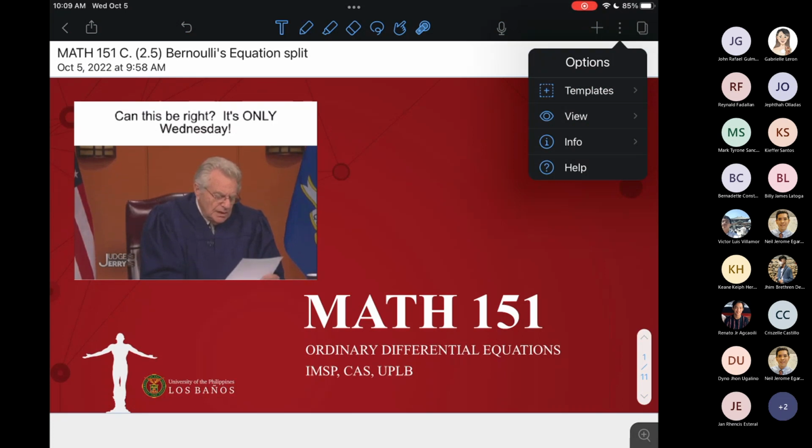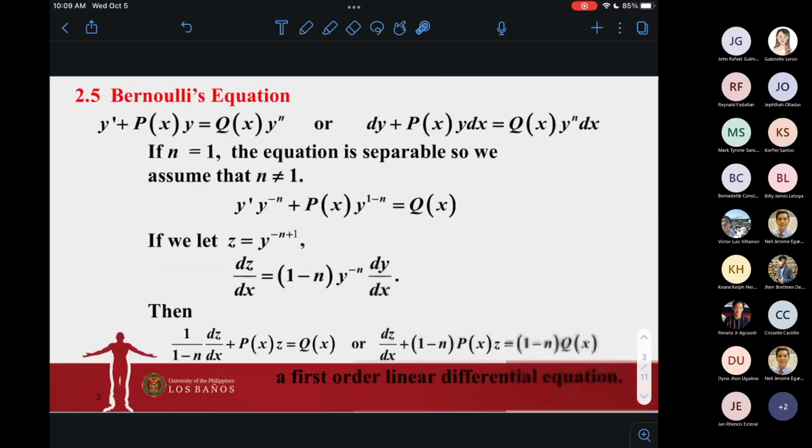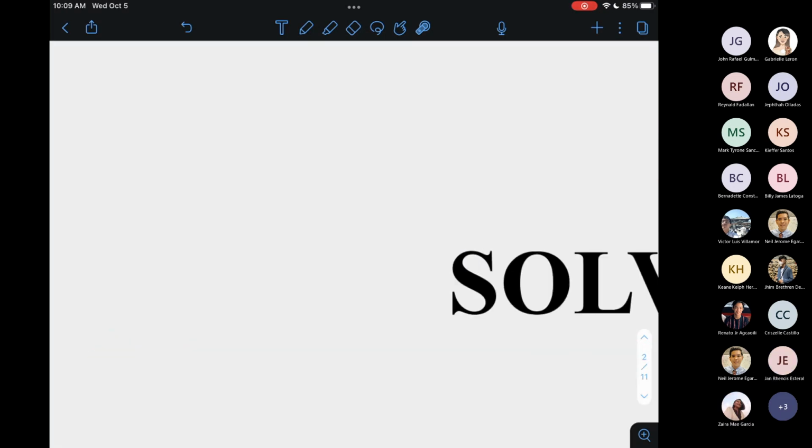So tingnan natin yung section 2.5. But actually, I think we did one example of this last time. So paano nagsosolve ng Bernoulli's equation? Because essentially, Bernoulli's equation is of this form. Medyo mahaba yung sinabi ng slide. Probably I'll just write something here.